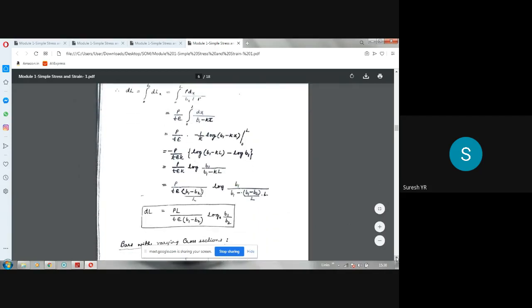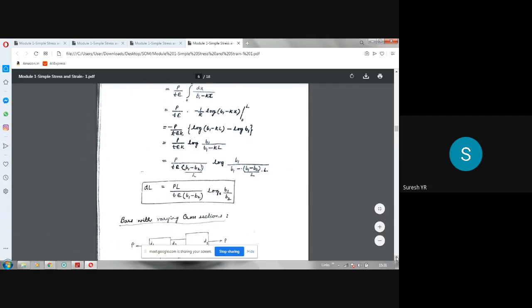So this formula you should remember: PL by TE into B1 minus B2 into log to the base e of B1 by B2. Where B1, B2 are the widths at the two ends, L is the length of the bar, P is the tensile or compressive force, E is Young's modulus, T is thickness. B1, B2, T will be in millimeters, L also will be in millimeters, P will be in newtons. Then you will get delta L in millimeters, okay.